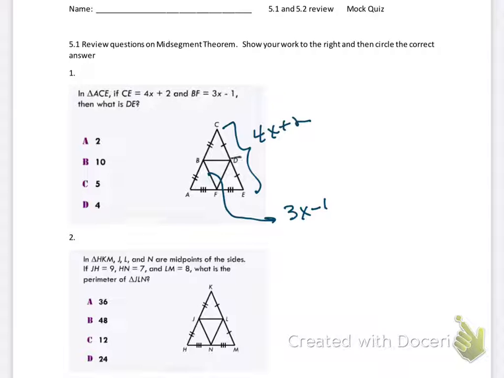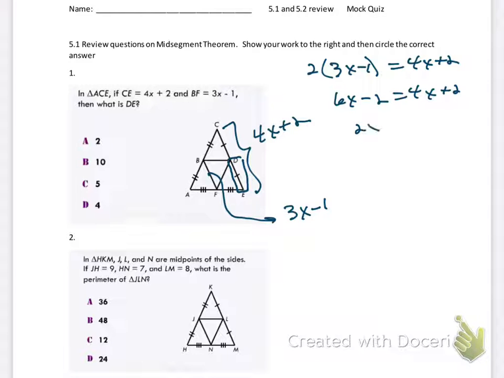So they want to know the little guy, which will be the same length as BF. So what I know is that 2 times little, 3x minus 1, equals big. So that's going to be 6x minus 2 equals 4x plus 2. So that's 2x equals 4. So x equals 2.